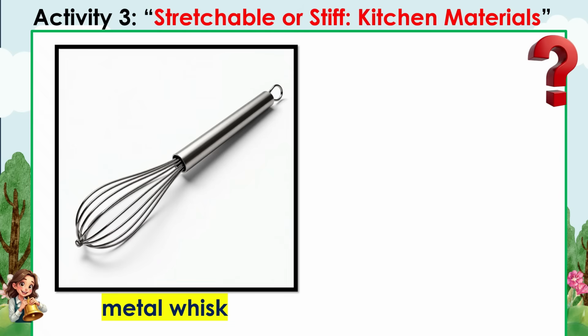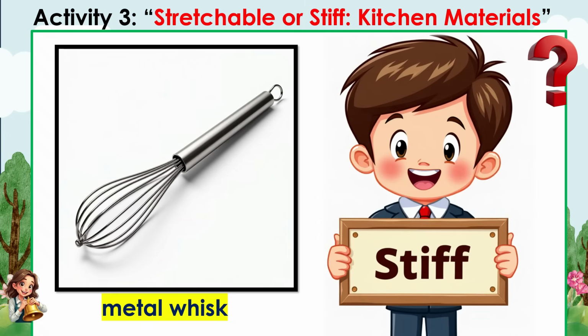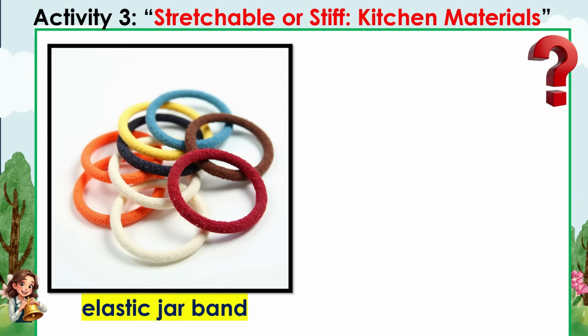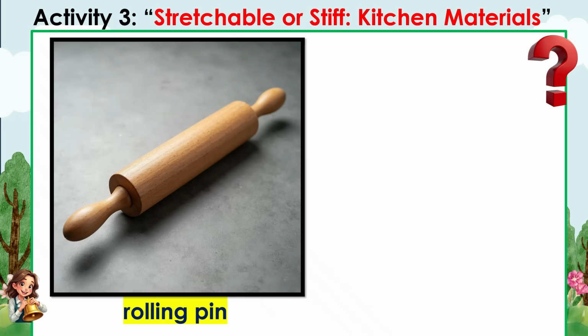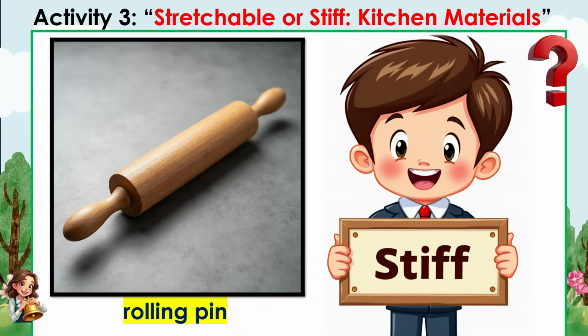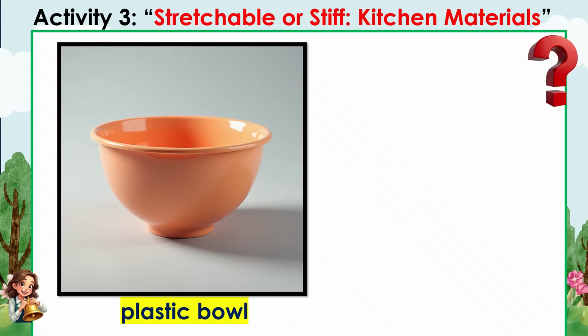Metal whisk. Yes, it is stiff. Elastic jar band. It is stretchable. Rolling pin. It is stiff. Plastic bowl.